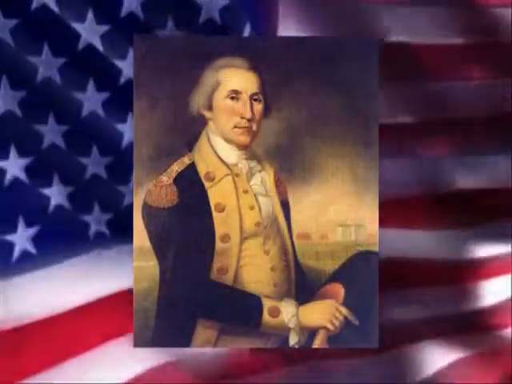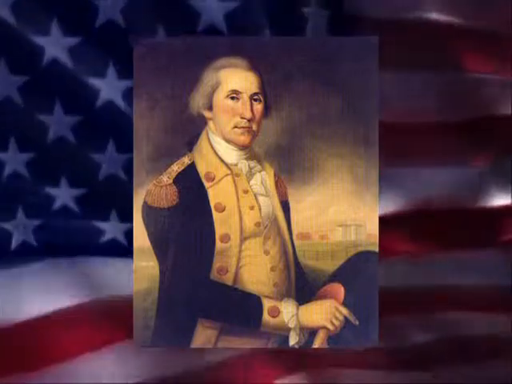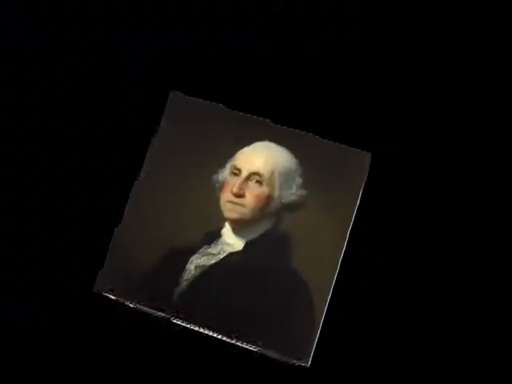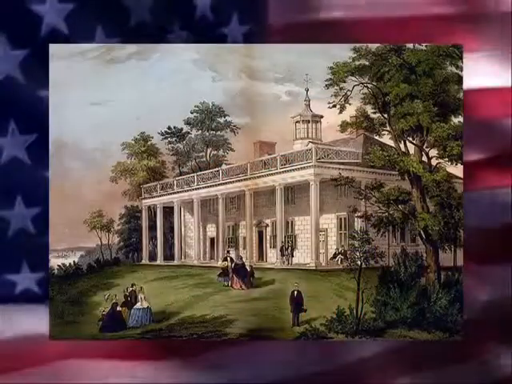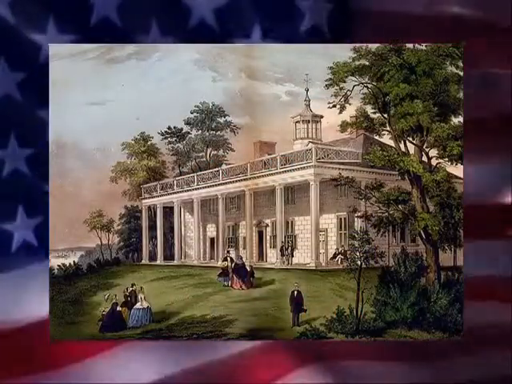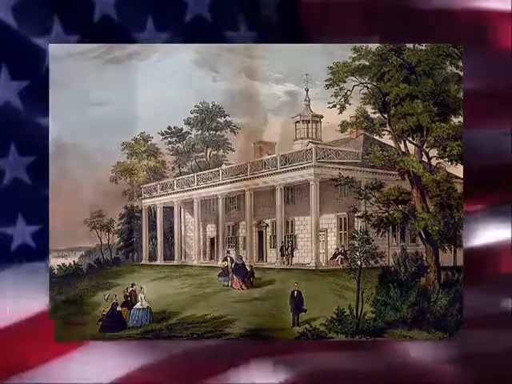As President, George Washington served as a symbol of national unity. Eventually, though, he decided to retire. Next, we're going to learn about George Washington's retirement and legacy. After 8 years or 2 terms as president, George Washington wanted to retire to his home in Mount Vernon, Virginia.